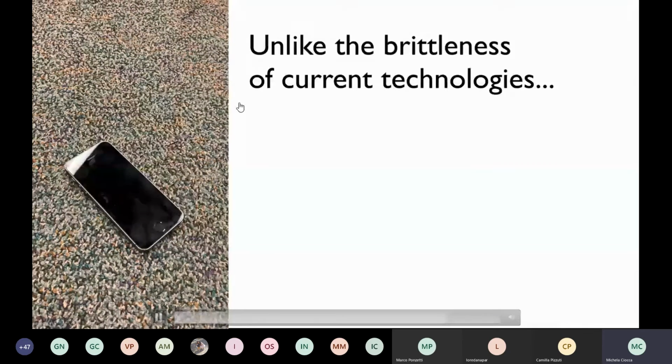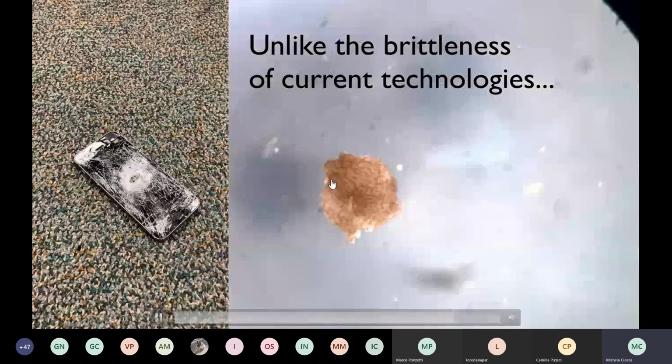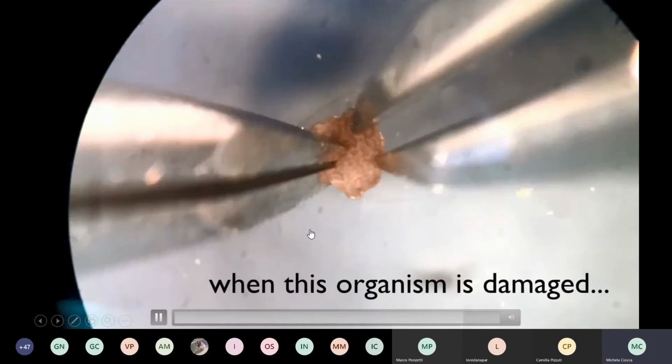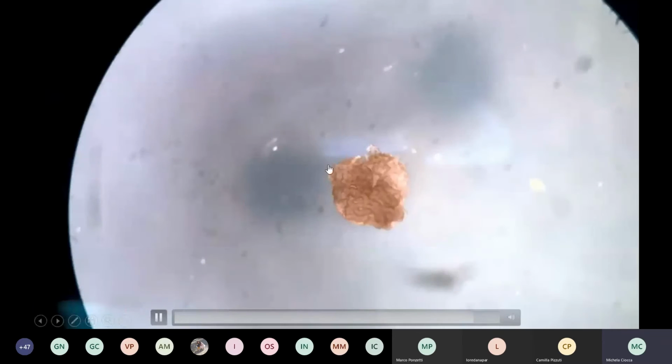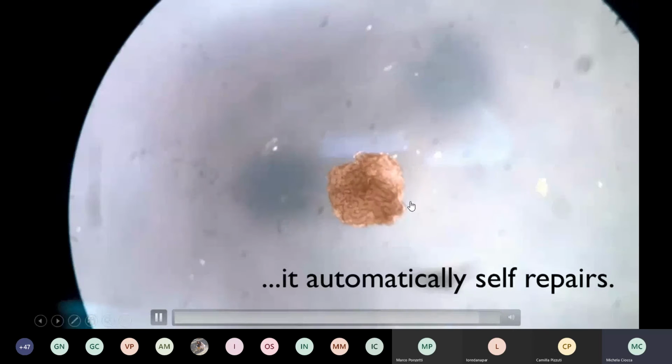And yeah, unlike current technologies, they note that when they cut and produce damage to the organism, so when this organism is damaged, for example, manually, as you can see here, it can automatically self-repair.